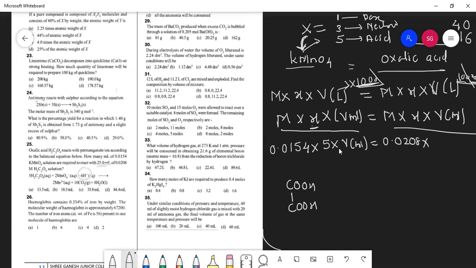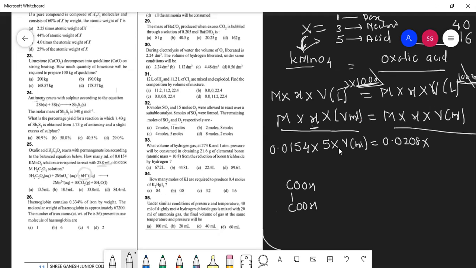Students, in acid case, how do we calculate the valency factor? Number of H+ ions. Then how many H+ ions does oxalic acid give? A formula I have written, you can easily understand. COOH and COOH, so it gives 2H+. Here, I'll show you. Look here.